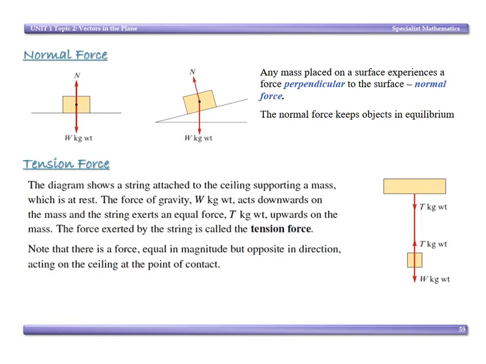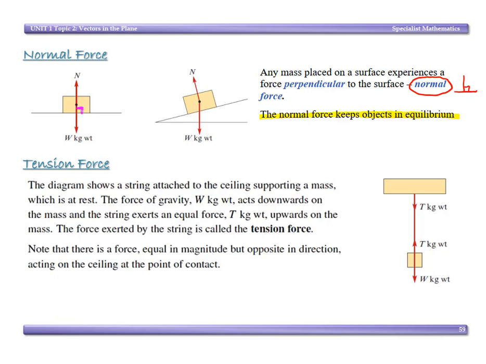Now, a normal force: any mass placed on a surface experiences a normal force perpendicular to the surface. Now, that's what's called a normal force. Whenever you see the word normal, you need to think perpendicular. Okay, now the normal force keeps the object in equilibrium. So you can see two diagrams here, one where the weight is going straight down, so the normal force goes straight up.